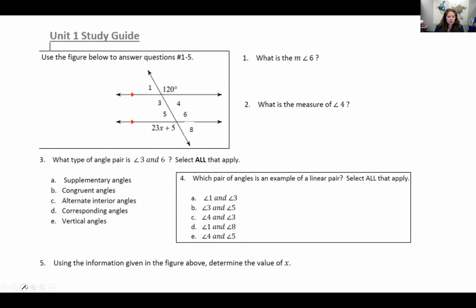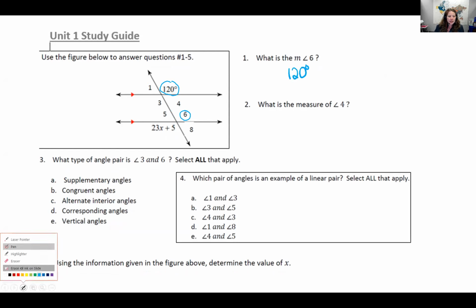All right, so look at number 1. It asks us what is the measure of angle 6? The relationship between angle 6 and this angle, that's 120 degrees, they are corresponding, and corresponding angles are equal, which means that angle 6 is 120 degrees.